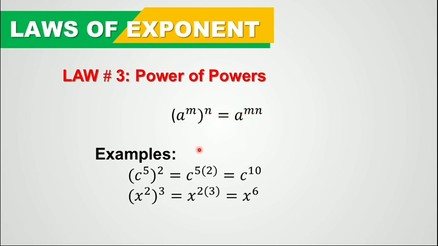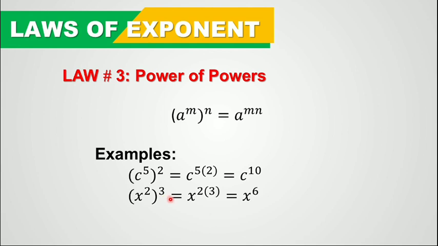So let's take a look at this given example. So for example, c to the power of 5, and then that is raised to 2, or c to the power of 5 squared. So all you have to do is to copy the base and then simply multiply their exponents. So 5 times 2, that is equal to 10. So therefore, c to the power of 5 raised to the power of 2 is equal to c to the power of 10. Another example, x squared raised to the power of 3.